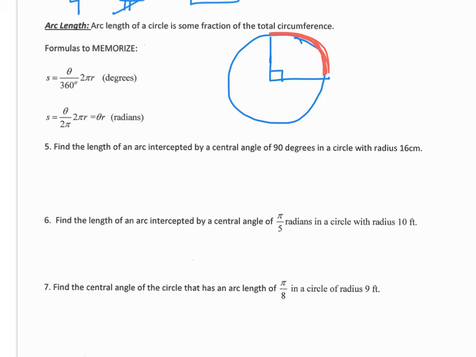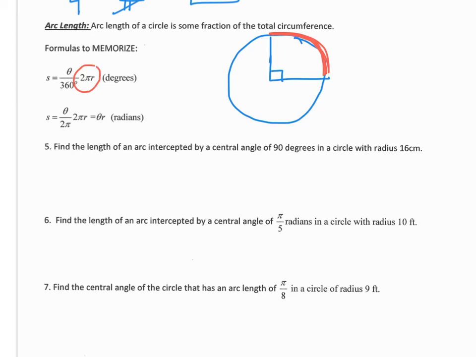Okay, so when I say arc length, I'm talking about some portion of the whole circumference. And if you look at the two formulas here that you have to memorize, the first one's straight from geometry. You take your angle over 360 times 2 pi r. In other words, some fraction of the whole circle in degrees times the circumference. So half the circumference, a quarter of the circumference, something like that.